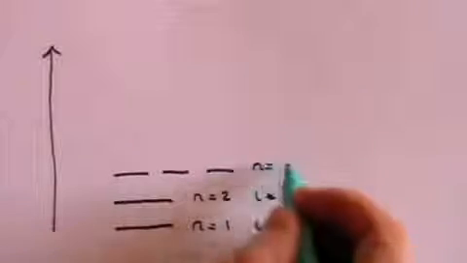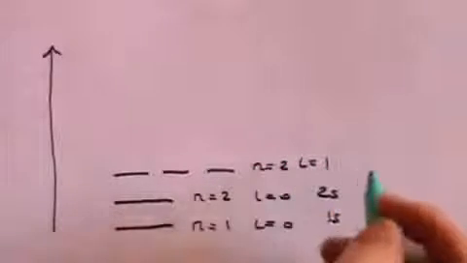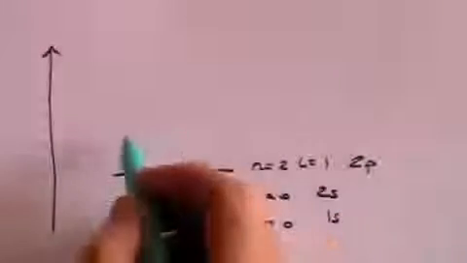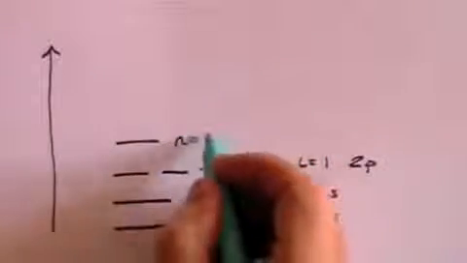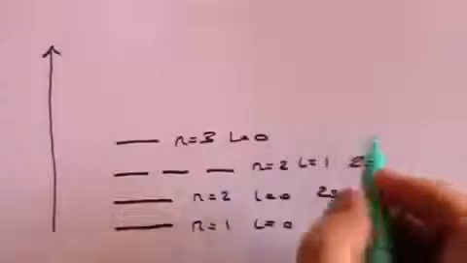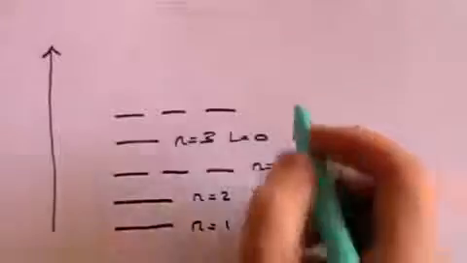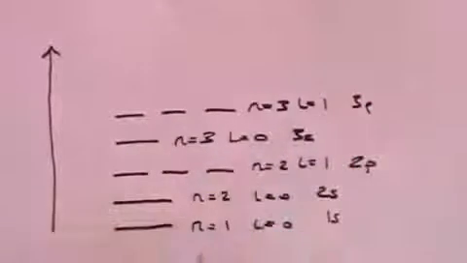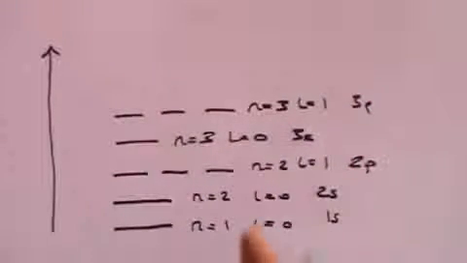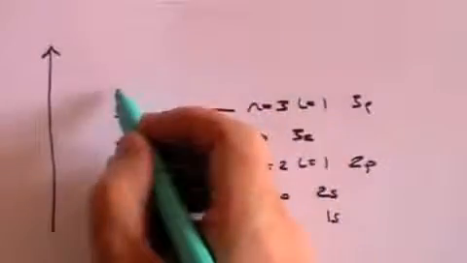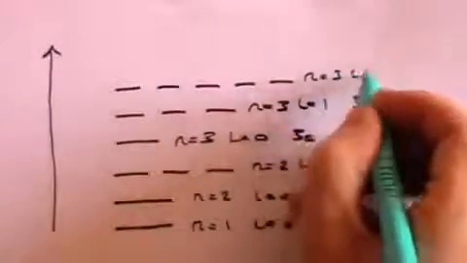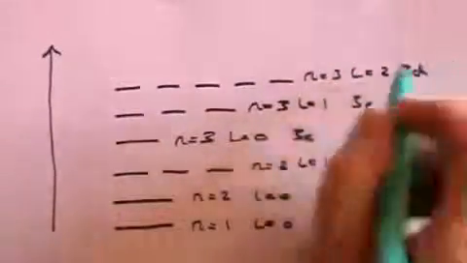Those are when n equals 2 and L equals 1, and those are called the 2p orbitals. Above that is the 3s, that's when n equals 3 and L equals 0. That's 3s. Above that there are 3 orbitals when n equals 3 and L equals 1. Those are the 3p orbitals. Above that is the 3d. You remember there were 5 of those. That's when n equals 3 and L equals 2, and that's called the 3d.